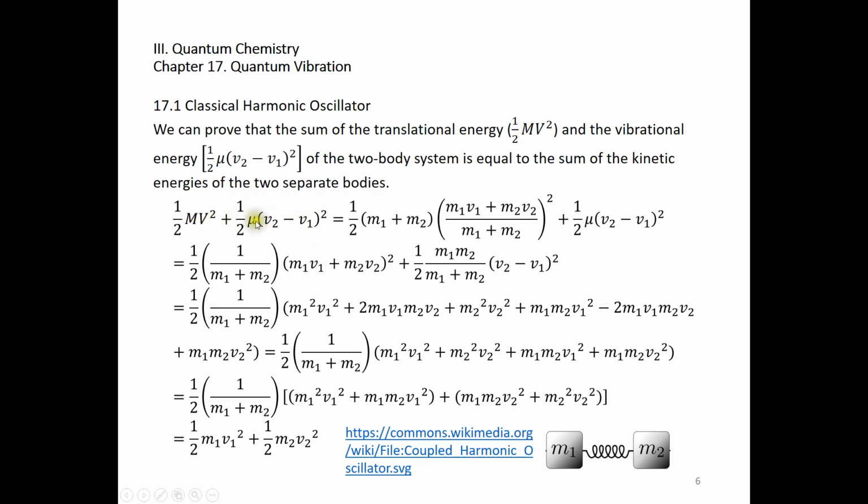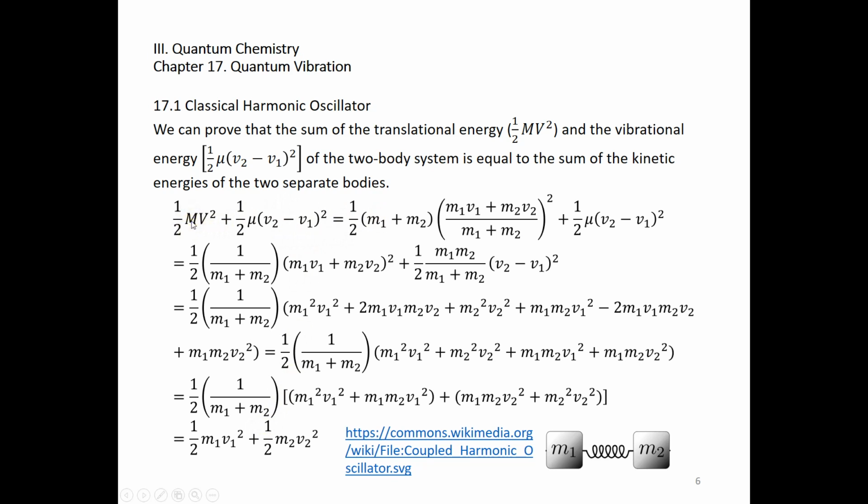We want to prove the sum of these is equal to 1/2 m1 v1 squared plus 1/2 m2 v2 squared. So this is the kinetic energy of mass 1 and the kinetic energy of mass 2. When we sum them up, we get the total kinetic energy. Over here we have the kinetic energy of the translation and the kinetic energy of the vibration. We sum it up, we get the total energy. The derivation is simply some algebraic operations.